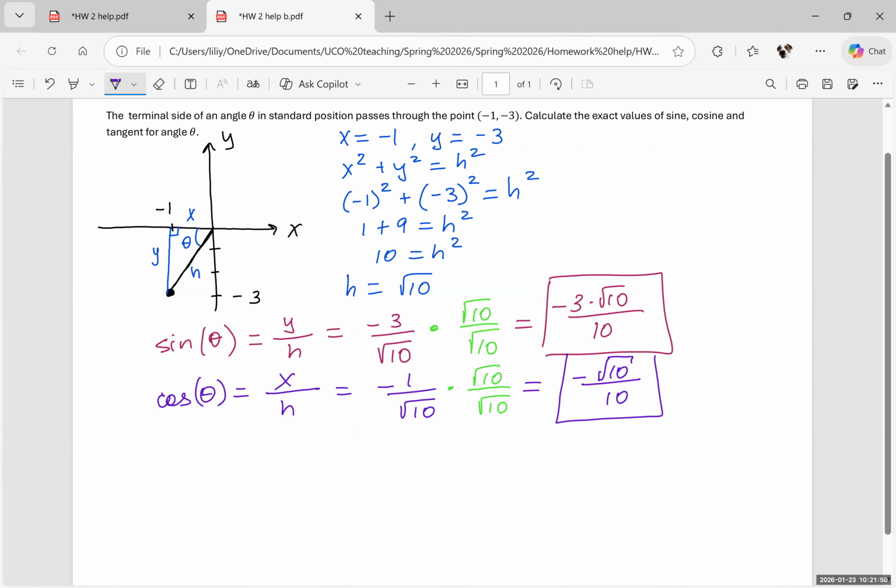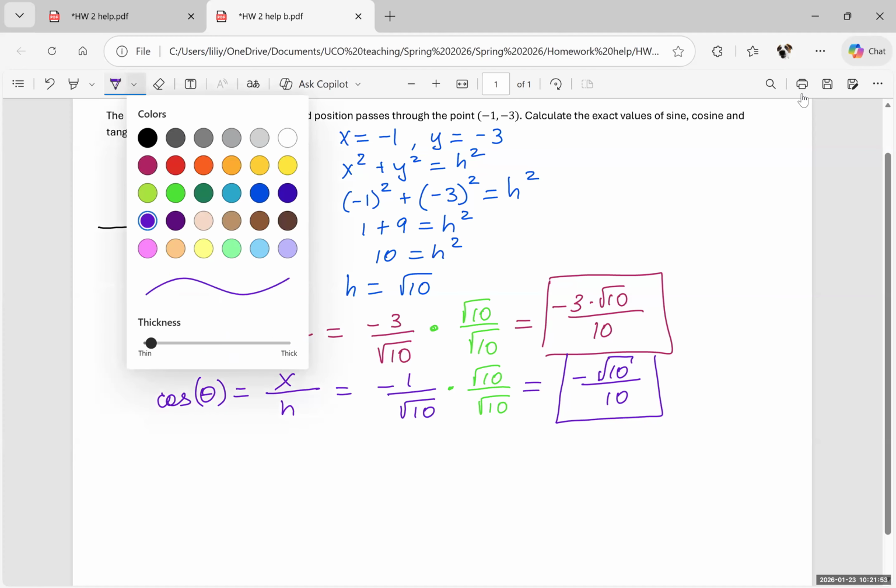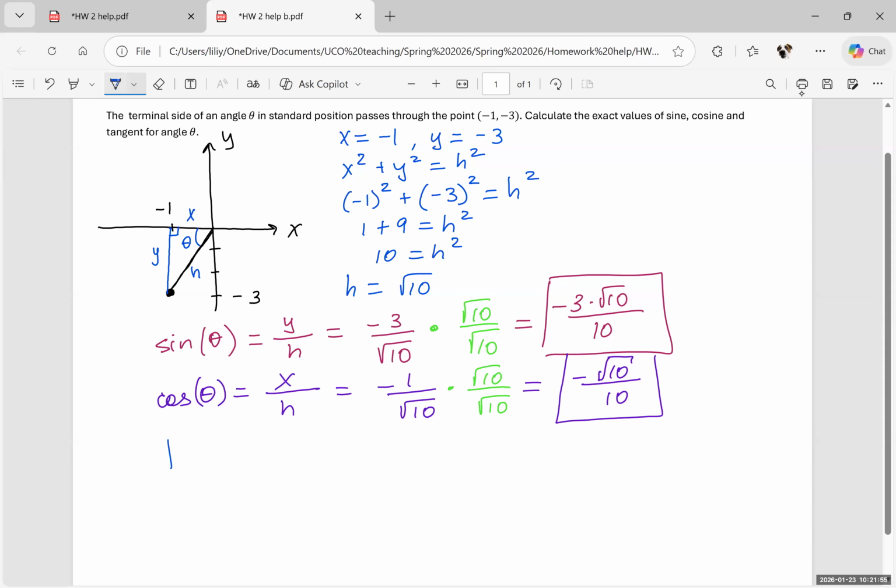Now tangent, of the same angle theta. Well, we could use the fact that it's sine over cosine, but it is easier here to use the fact that it is y over x. Less simplification this way. Y over x, my y was -3. My x was -1. Do not leave two negatives. Go ahead and simplify. Negative over a negative is a positive result. So your tangent theta is 3.